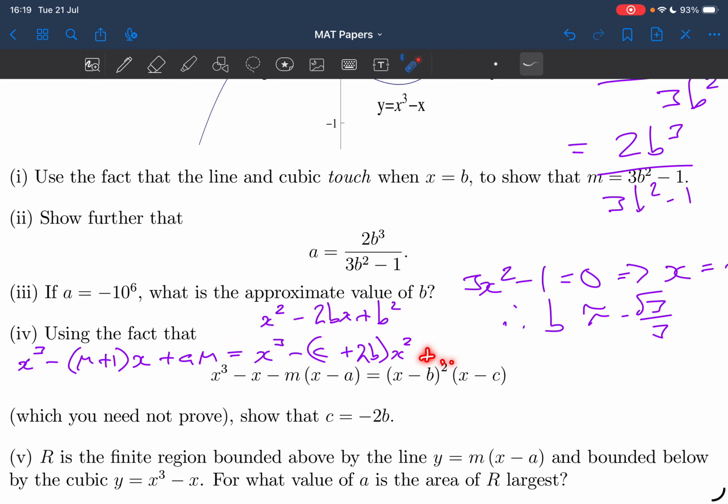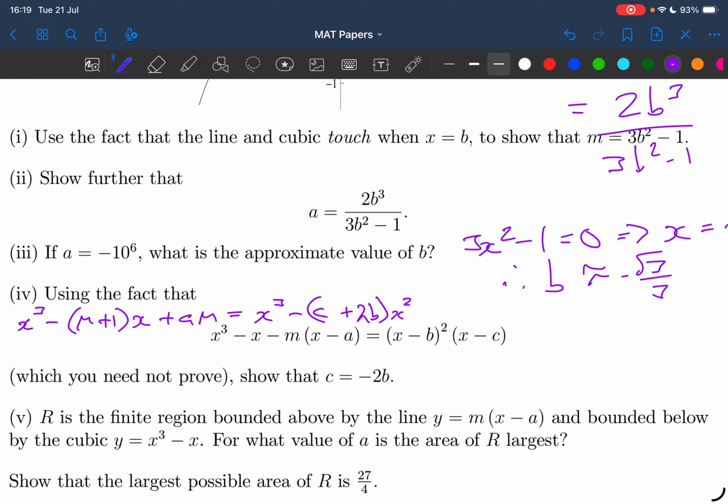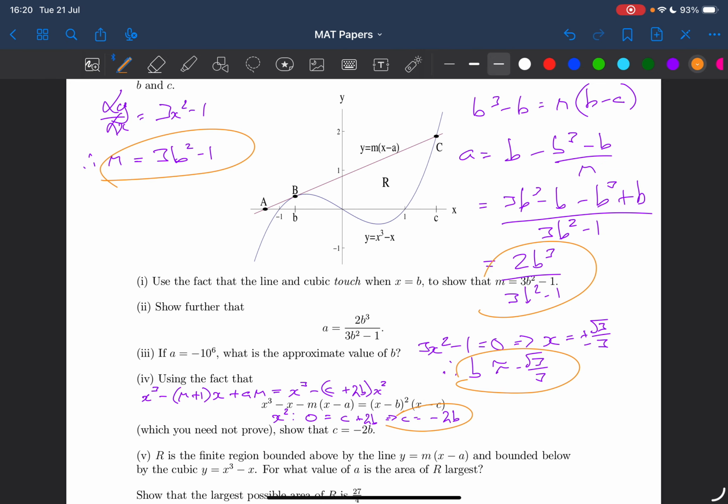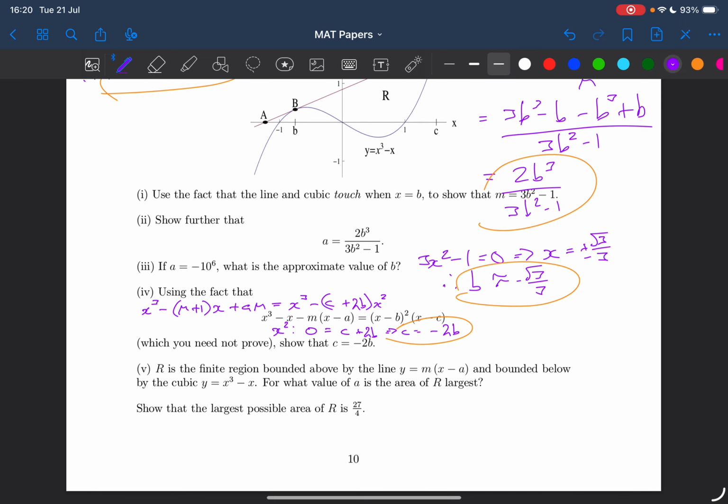We could continue doing the expansion and get the rest of the bits out, but we don't actually need that. So all we need to do is compare the x squareds on both sides. How many on the left? None. How many on the right? c plus 2b. So we know then that c is equal to minus 2b. I'm just going to circle our final answers that we have. That bit and that bit. Lovely, that's number 4 done then.